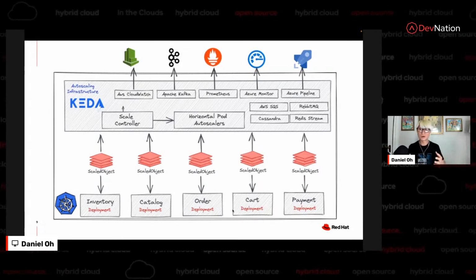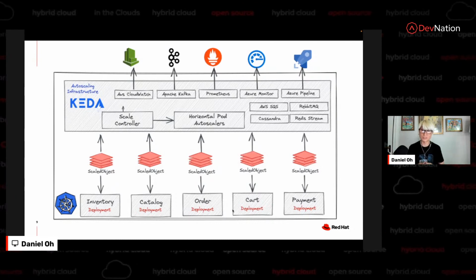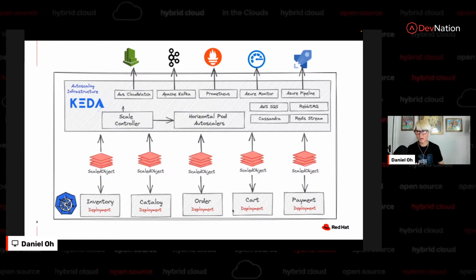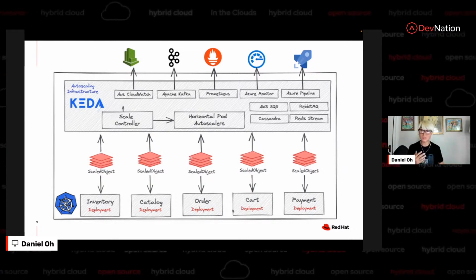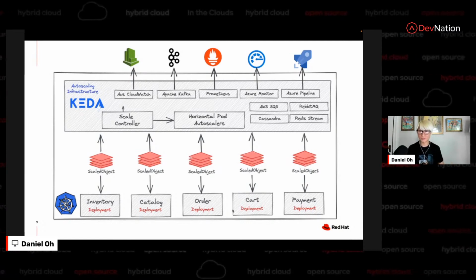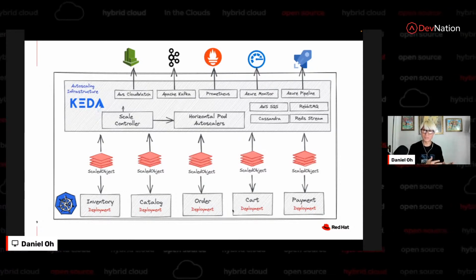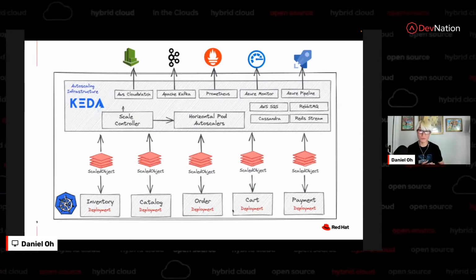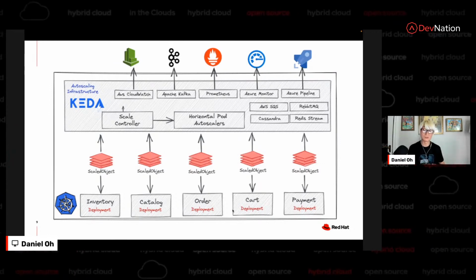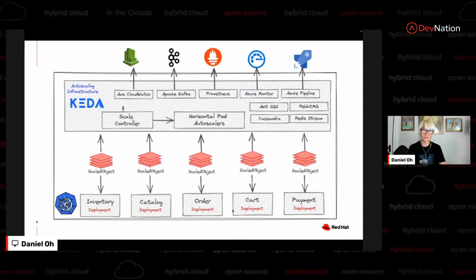So now you can have multiple resources and multiple external services whenever you define a scaled object. For the inventory application, you can have a scaled object to get metrics data from AWS CloudWatch. The catalog could be integrated with Apache Kafka for auto-scaling, and the cart application can enable auto-scaling based on metrics data from Azure Monitor.